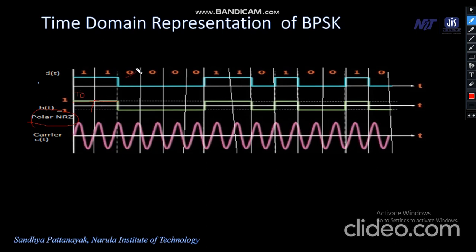Then the third bit is a binary 0. This we represent by a negative voltage, say minus 1 volt, for the complete bit duration Tb. All the zeros are represented by negative voltage, and binary 1 is represented by positive voltage. Like this we represent the whole digital data in terms of polar NRZ form.